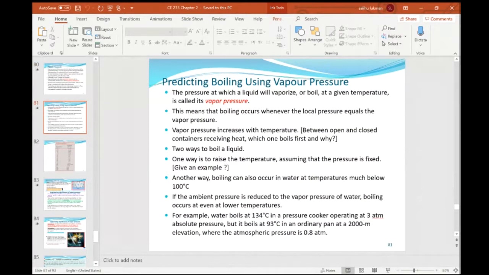Okay, so now, predicting boiling using vapor pressure. The pressure at which a liquid will vaporize or boil at a given temperature, we said, is called the vapor pressure. This means that boiling occurs whenever the local pressure equals the vapor pressure. This is how to predict boiling, and this is the condition for boiling. Whenever the saturated vapor pressure is equal to the standard atmospheric pressure, which is the local pressure in this case.